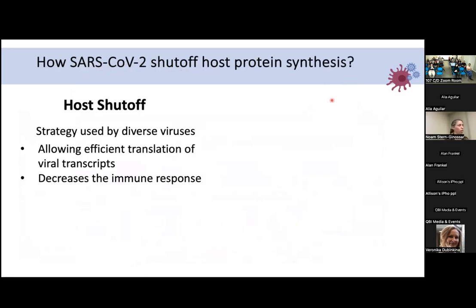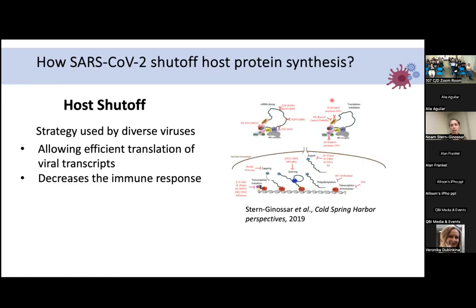So host shutoff is a common phenomenon that is applied by most viruses, and it's thought to give the virus two potential advantages. First, if you shut off host protein synthesis, you theoretically allow a better translation of your own viral transcripts because there is competition between viral RNA and cellular RNA. And second, if you block the cell's ability to generate new protein, you block its ability to mount an efficient antiviral response. And many viruses develop diverse mechanisms to achieve it.